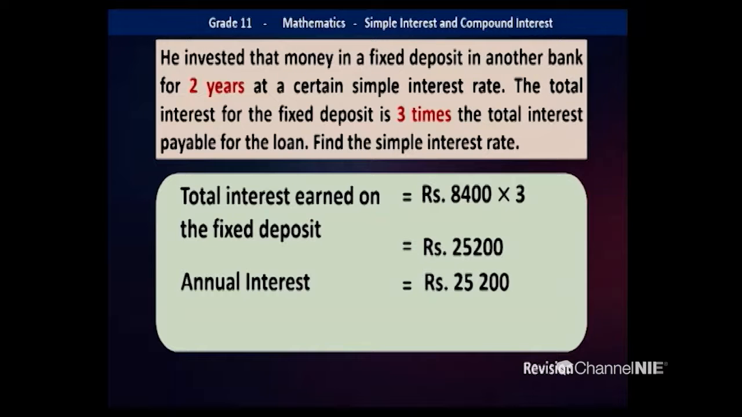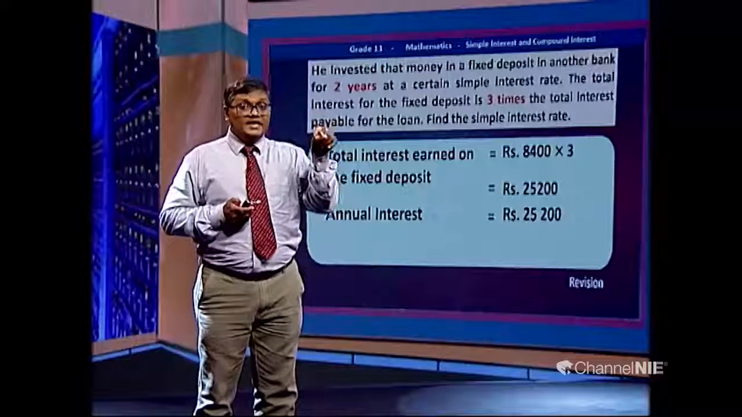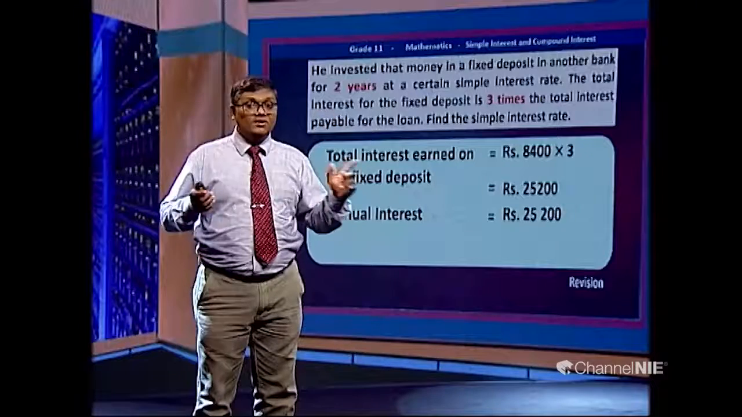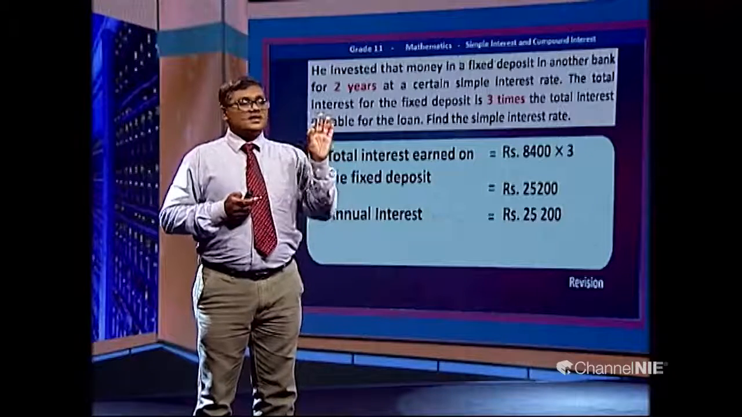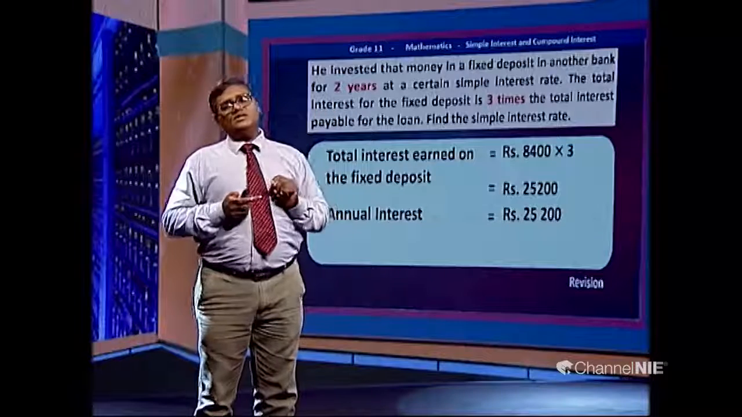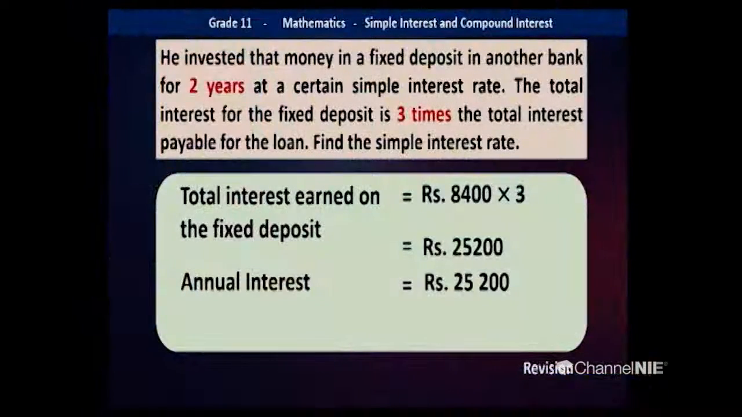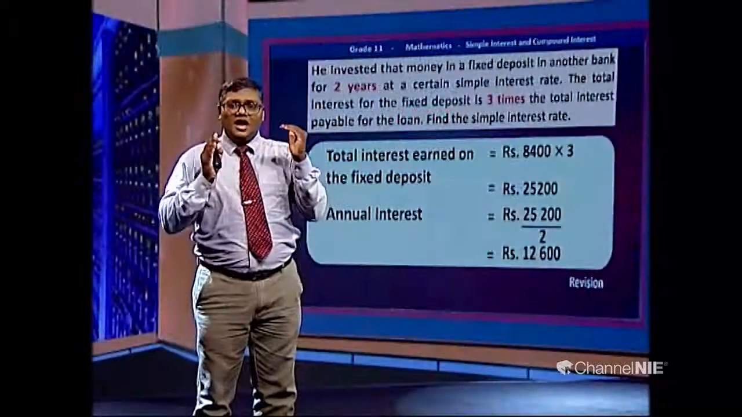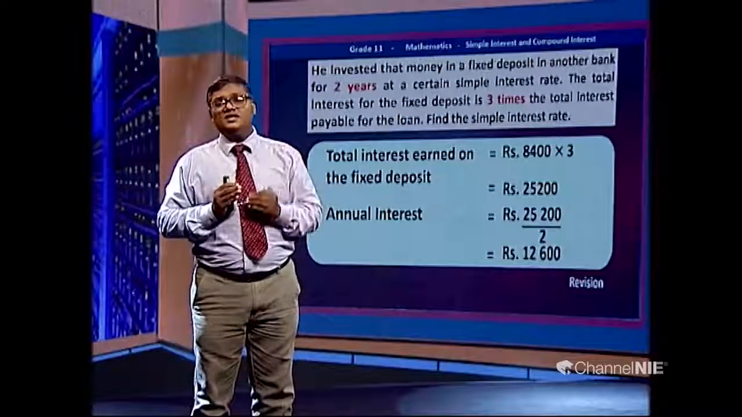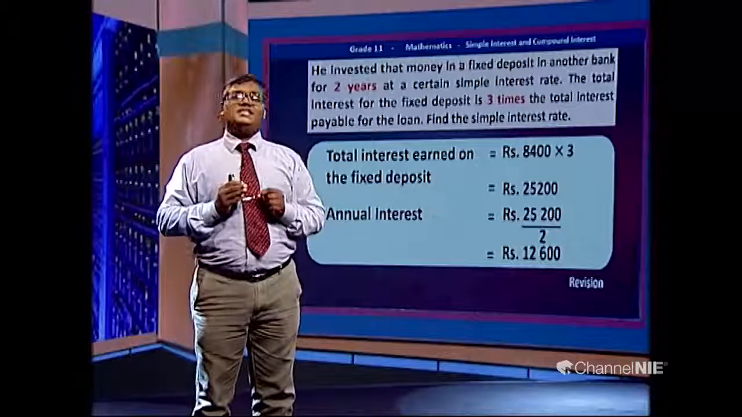This 25,200 is the total interest from the investment for 2 years. What is that investment? That investment is made at a simple interest rate, but we do not know that. That is what they ask. But you know 25,200 is the interest for 2 years. Then let us see the interest for 1 year. 1 year interest should be half of that. Divide by 2, rupees 12,600. Then by going that way, we calculate how much is the interest for 1 year from the simple interest investment.